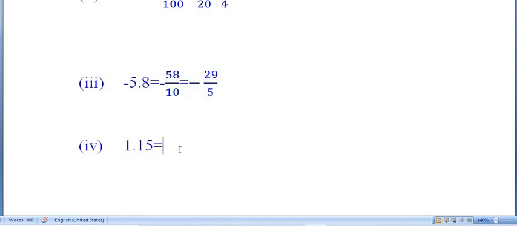Now we are going to do 1.15. Here you can see 2 decimal places are there, so we can divide by 100. So how will I write it? 115. So I can write it.